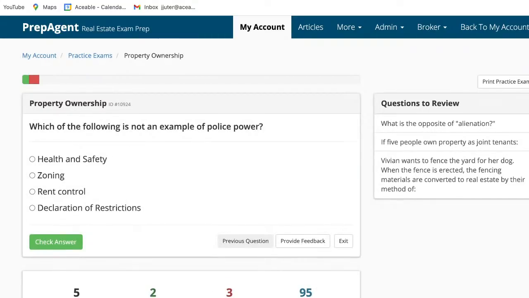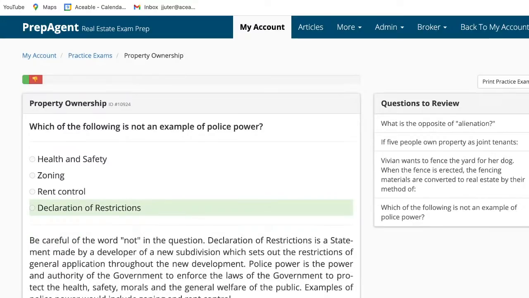Which of the following is not an example of police power? Health and safety, zoning, rent control, or declaration of restrictions? What do you guys think? The answer is declaration of restrictions. Oh, a lot of you guys are getting this one wrong. We've got to talk about this. Restrictions are put on by developers, right? Rent control, zoning, and the whole gist of police powers is for the health and safety of the general public.